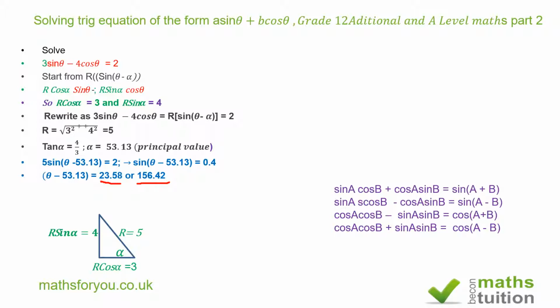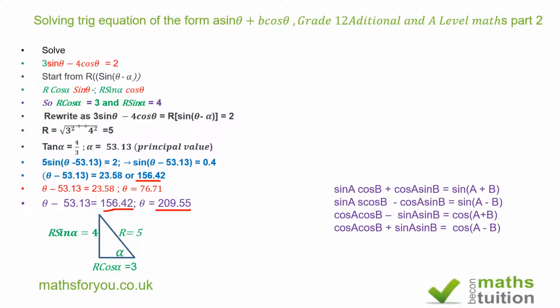And by simple arithmetic, you end up with the first theta value being 23.58 plus 53.13. You get the answer 76.71 degrees. And the second theta value is going to be theta minus 53.13 is equal to 156.42, which I got from there. And that gives a theta value of 209.55.